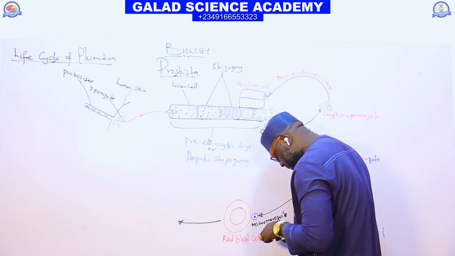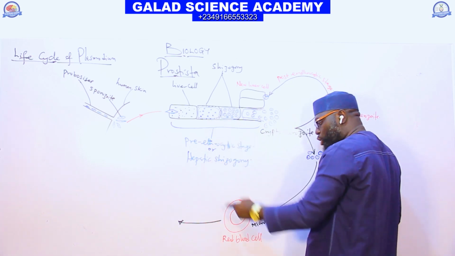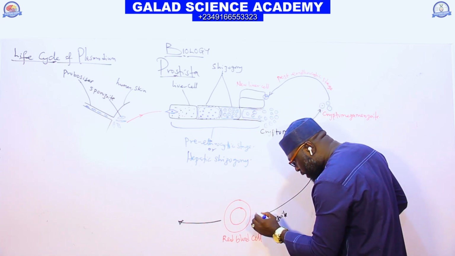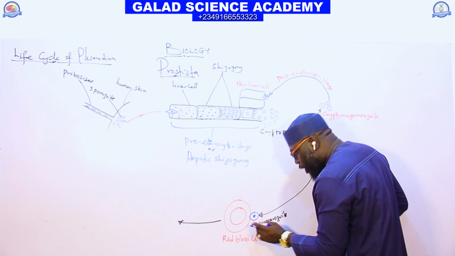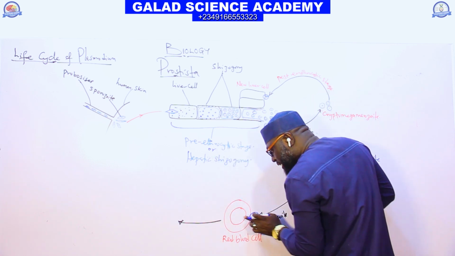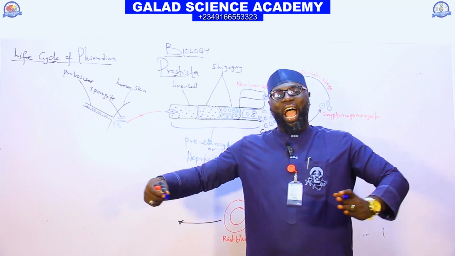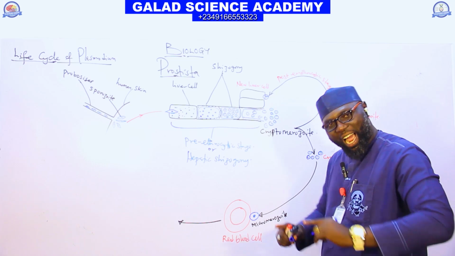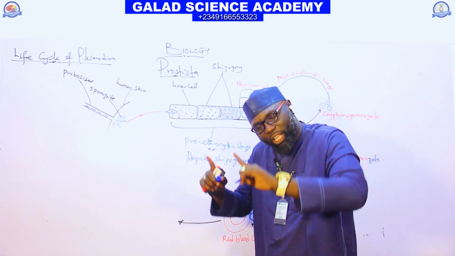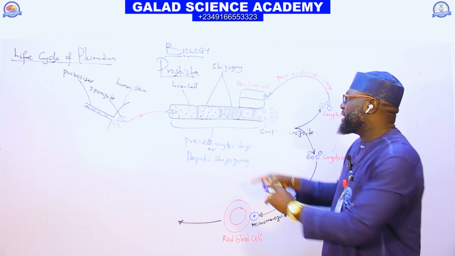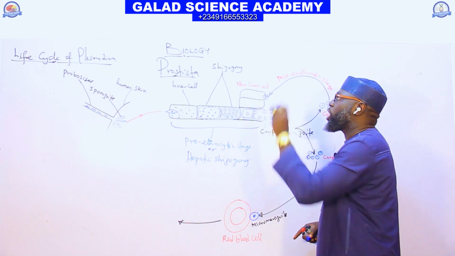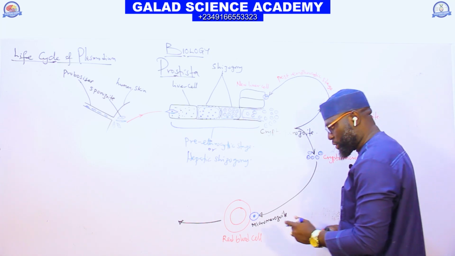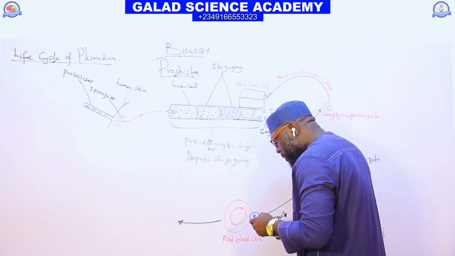So when this now gets into the red blood cell, the same thing that happened here will also happen. Let me draw it in this way. When it enters the red blood cell, it will enlarge, and its nucleus will also divide. And each nucleus will be surrounded by cytoplasm and cell membrane. The one that happens here, you call it zygogony, multiple binary fission.